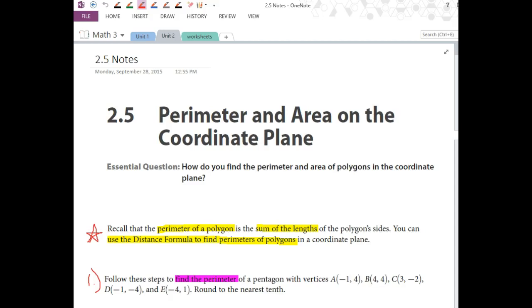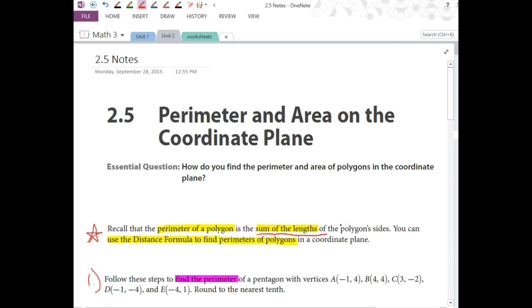Okay. So 2-5 is about perimeter and area on the coordinate plane. Let's start with definitions of what is perimeter. Distance around. So distance around the object. This right here says the sum of the lengths of a polygon.